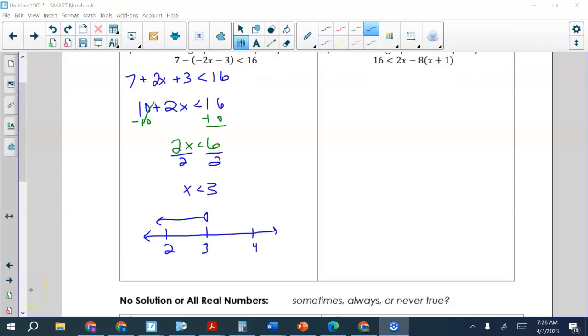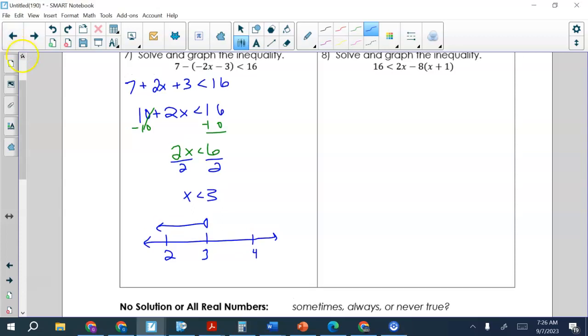All right, so you can see that first example. We would solve it, number 7, and then we end up getting x is less than 3. So if I wanted to graph it out, open circle heading to the left. For number 8, if you want to do that one, it should be 16 is less than 2x. Don't forget, when you distribute that 8, distribute that negative through as well.